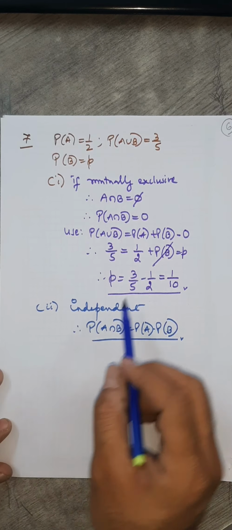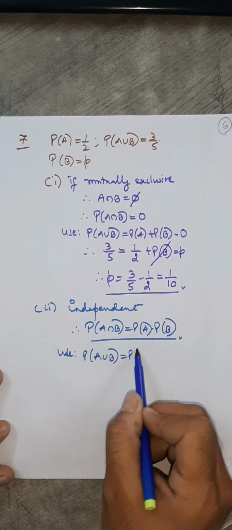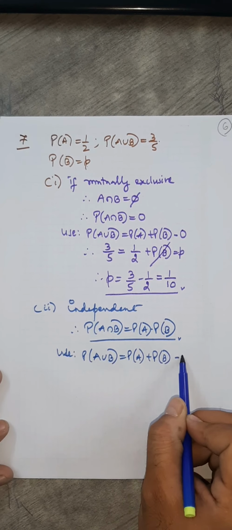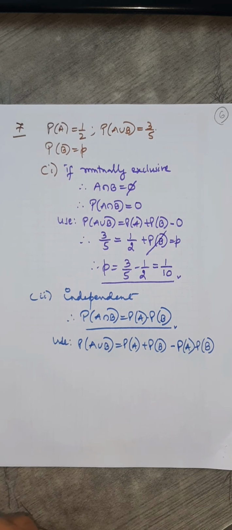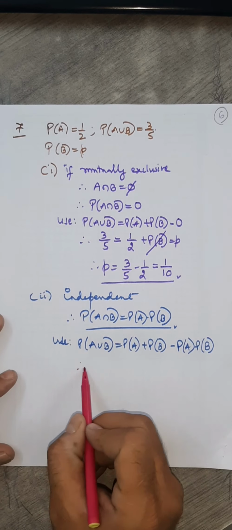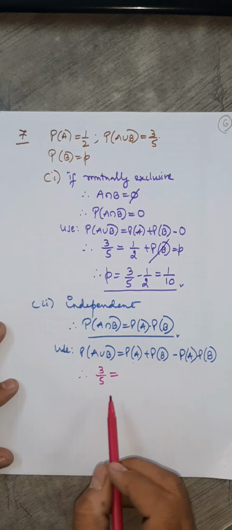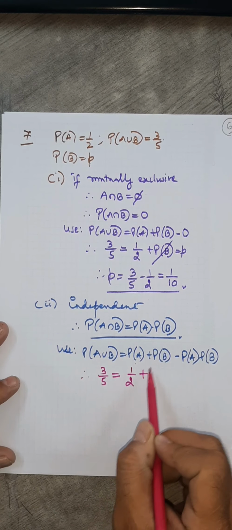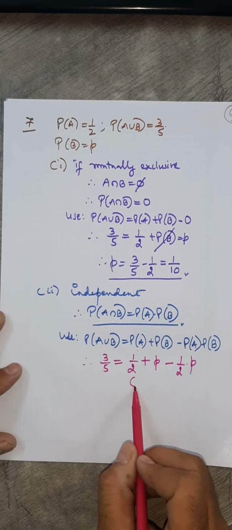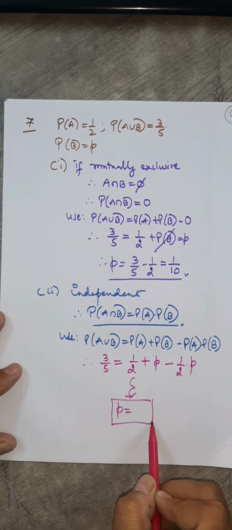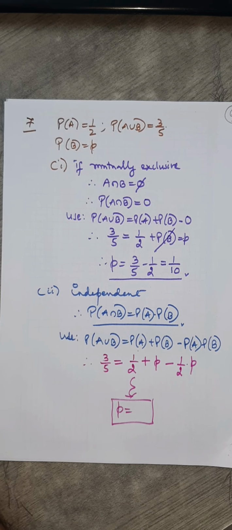Now again go to the addition rule because you have information about union. P of A union B equals P of A plus P of B minus P of A intersection B, which is P of A into P of B. Now what is the union here? It is given as 3 by 5. What is P of A? That's given to you, half. What is P of B? Small p. You just simplify, and we'll get the value of p from this. The question is, what you need to do? You just need to simplify, and we'll get the required answer.